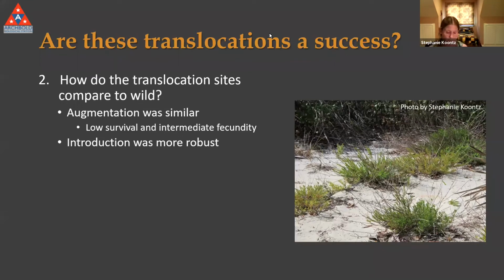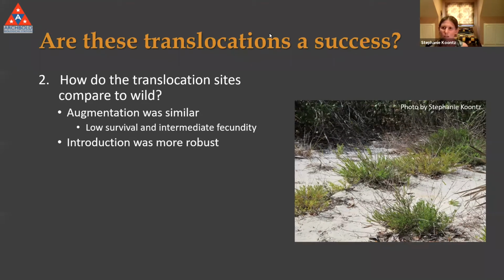So then how do translocations compare to these wild sites? Well, we saw overall the augmentation tended to be similar to our wild gaps and wild roads. Survival was the biggest one of concern, in that it was lower than observed for the other 3 management treatments. However, survival is still well over 40% within adults for this augmentation.